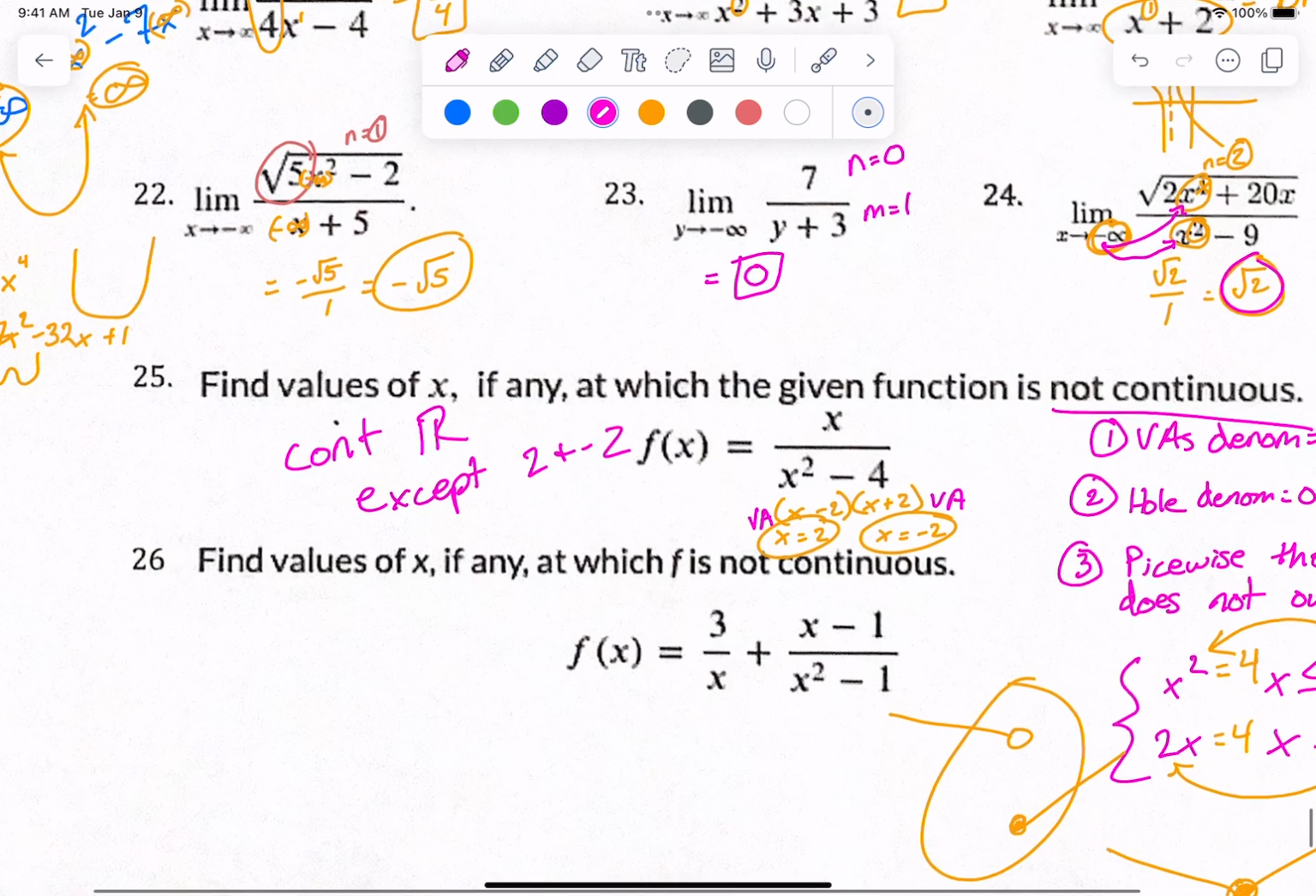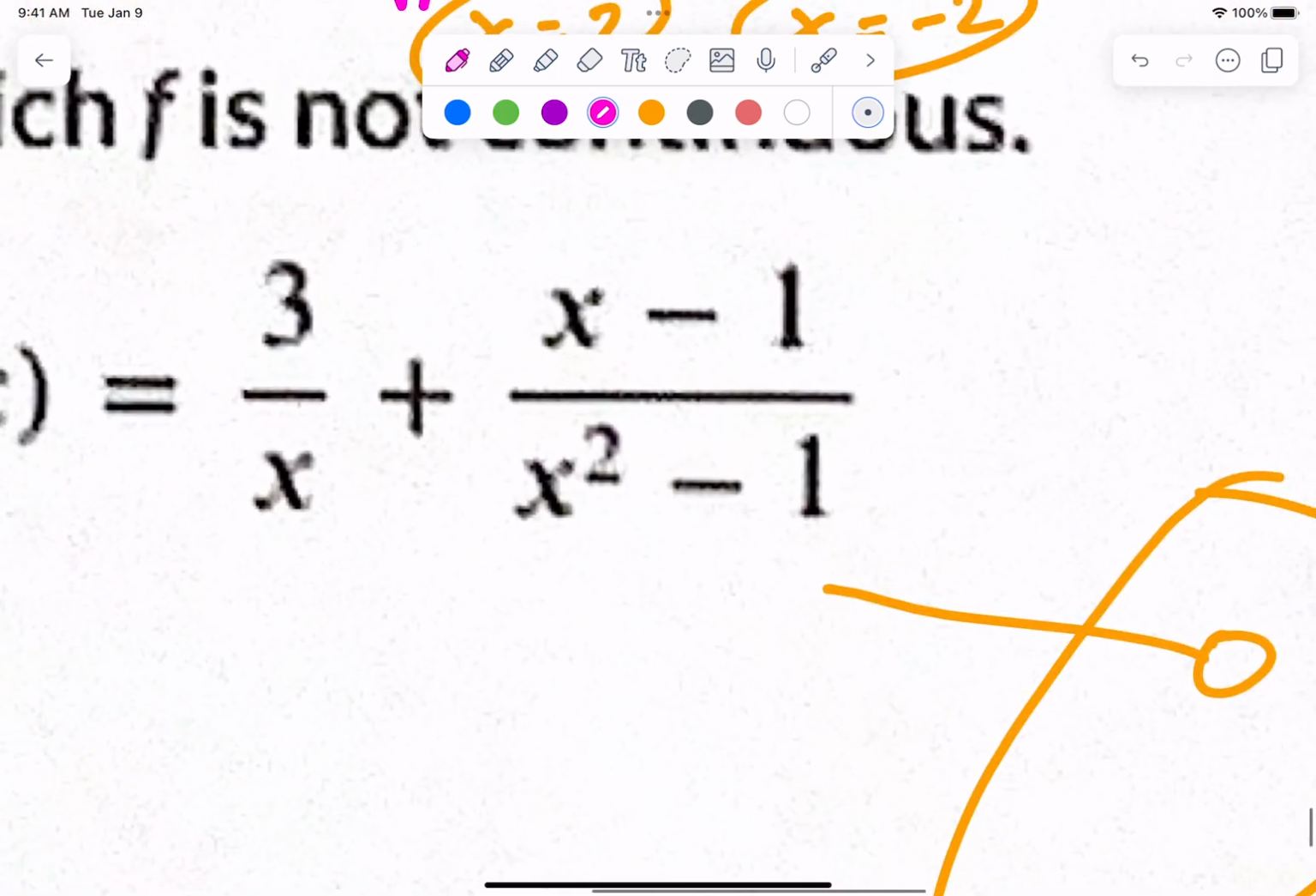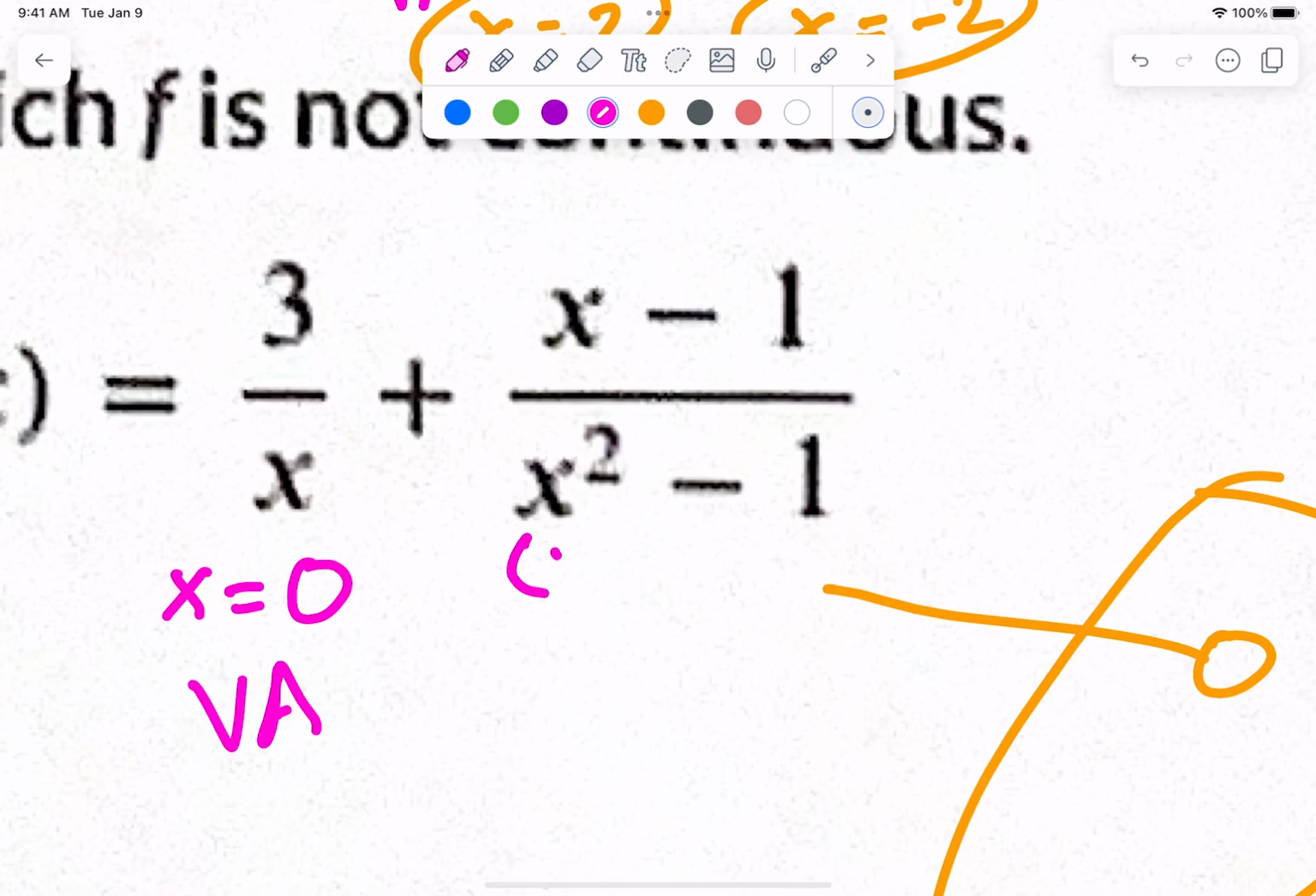Okay. Find where it's not continuous here. What can x not be here? 0. X equal to 0 will give me something bad. What's happening at 0? VA, hole, or gap? It's a VA because it doesn't cancel. It's only a hole if it cancels out. All right, if I factor this bottom part, x plus 1, x minus 1, okay?